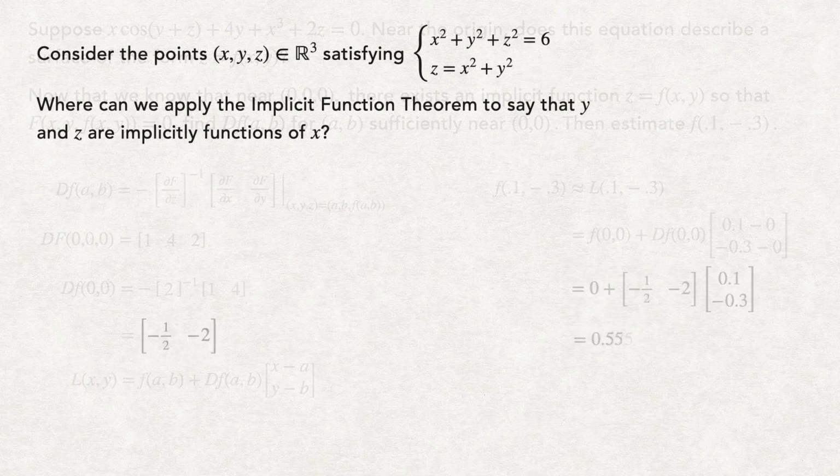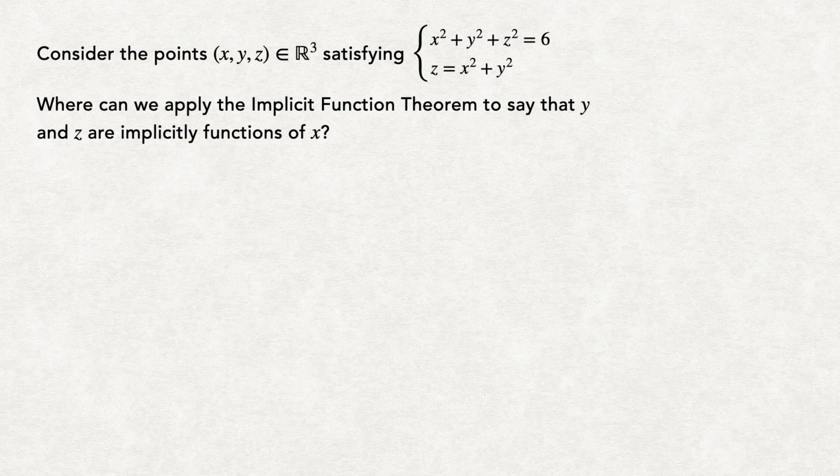Here's our final example. Consider the points x, y, and z satisfying that x squared plus y squared plus z squared equals 6, and also z equals x squared plus y squared. Where can we apply the implicit function theorem to say that y and z are implicitly functions of x? So on a first read through, this example sounds very different from the examples that we were just doing, but pause before I reveal all of the analysis to you and see how far you can take this. I will come back in just a moment and give you some suggestions before we proceed with the rest of this problem.